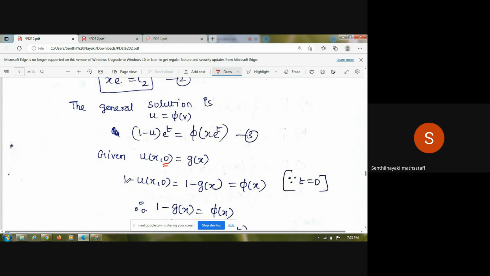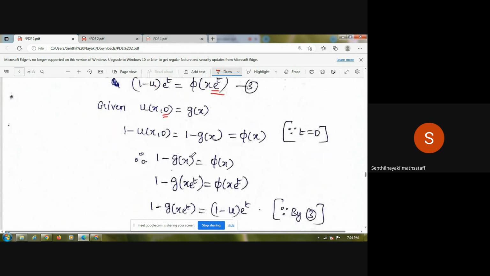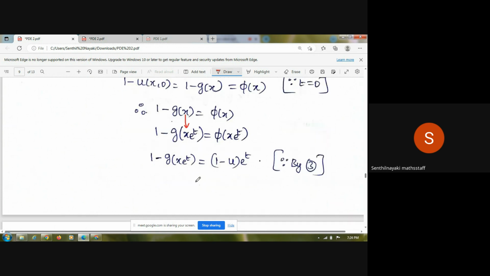Then what will we get? t equal to 0 means 1 minus u of (x, 0), because u is u of (x, 0), isn't it? e power 0 is 1. Here 1 minus g of x is equal to phi of x. So this 1 minus u is phi, so 1 minus g is phi, then replace x by x e power t, then we get phi of x e power t.